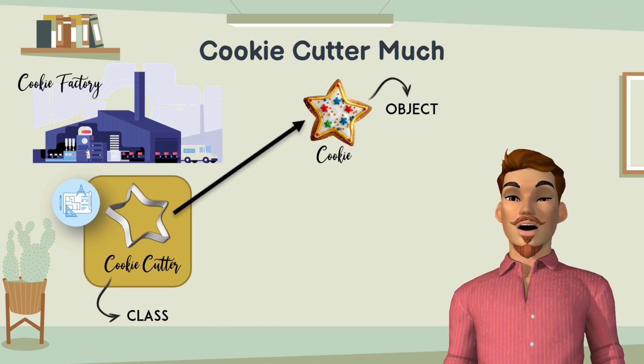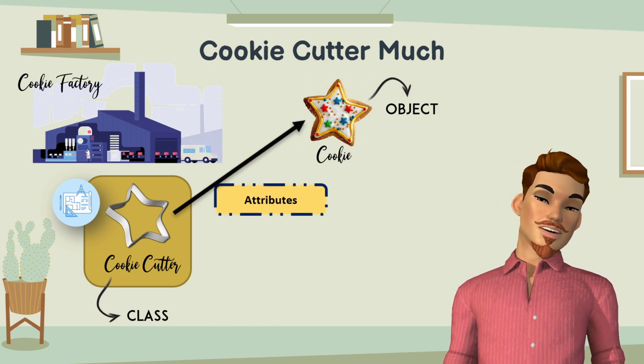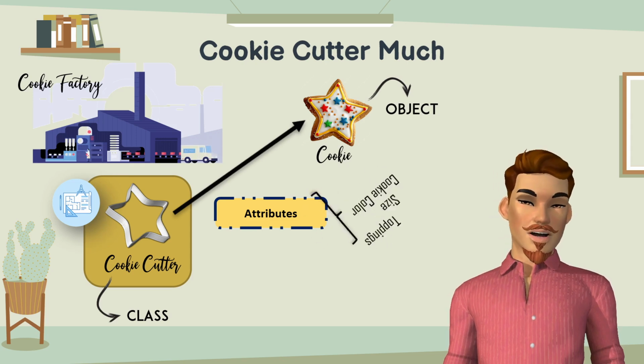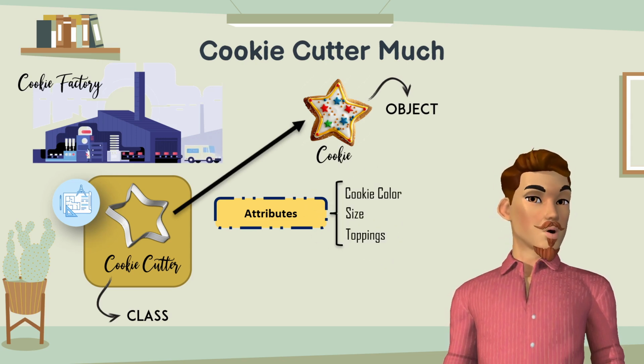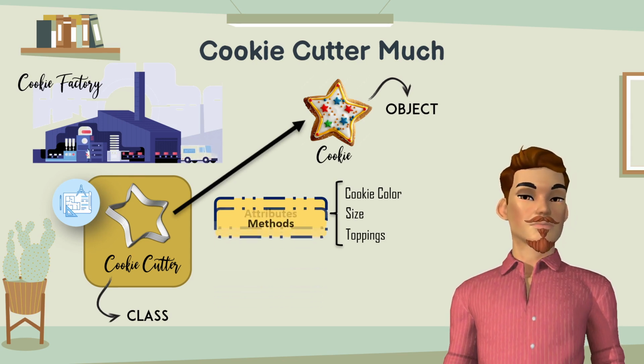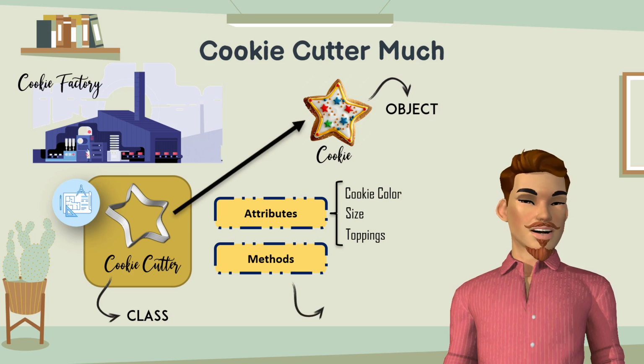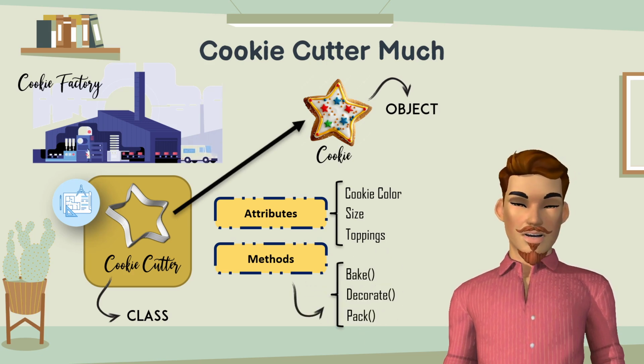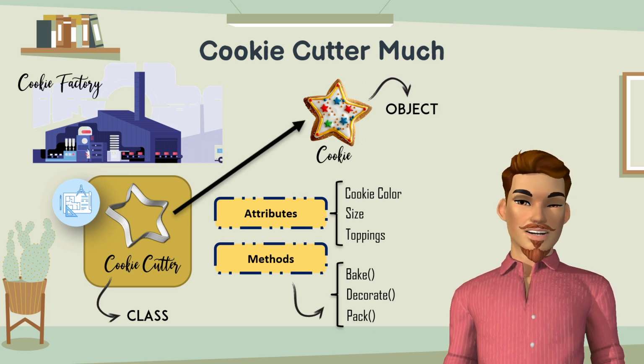Classes also define attributes like cookie color, size, or toppings. And they will also define methods such as bake, decorate, or pack. With this simple analogy, we are going to understand even advanced concepts.